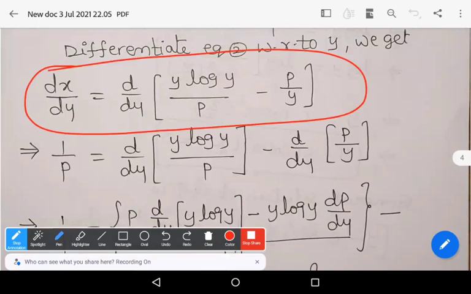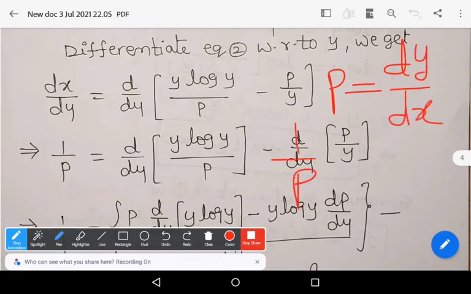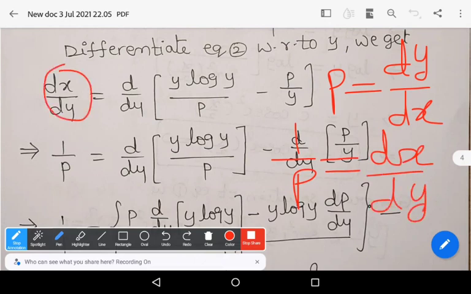We get dx by dy is equals to d by dy of y log y by p minus p by y. What is p? P is equals to dy by dx. What is 1 by p? 1 by p is equals to dx by dy. The left term is the same: dx by dy is equals to 1 by p.